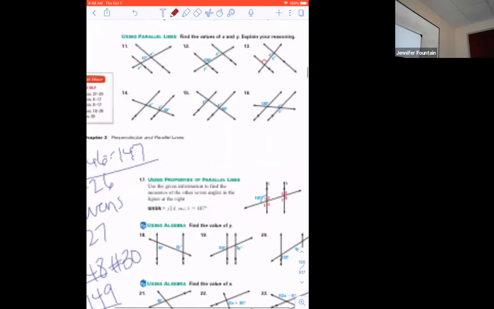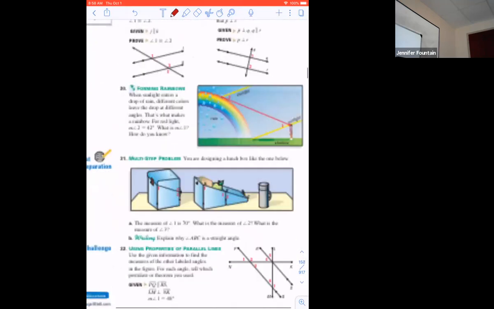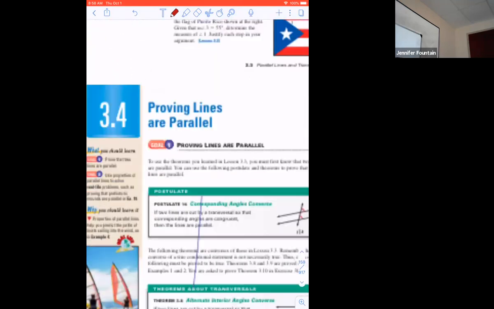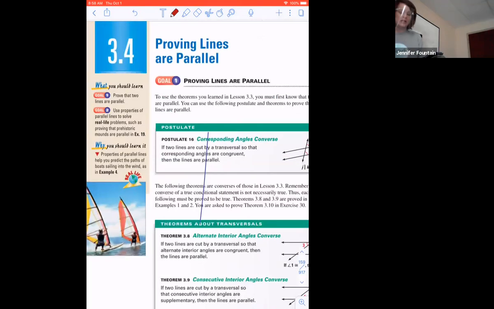Then we will move on to 3.4, proving lines are parallel. So we went in 3.3, we talked about if they're parallel, then we can prove our angles. And now in 3.4, we're saying if I have got my angles, I can prove that they're parallel. So basically we had kind of the converse here of 3.3 and 3.4.